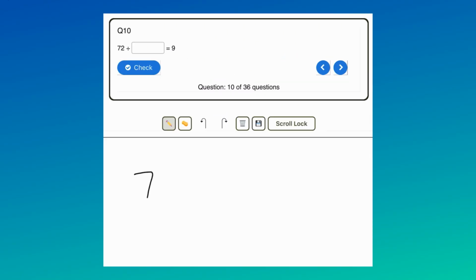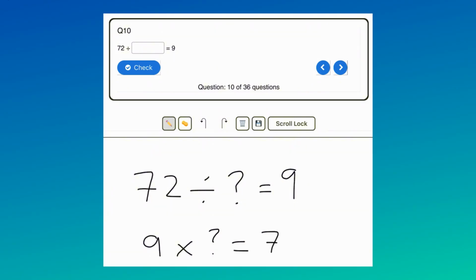Question 10. 72 divided by something equals 9. That's the same as saying 9 times something equals 72. Now, if we know our 9 times table, which we should know, we know the answer is 8.